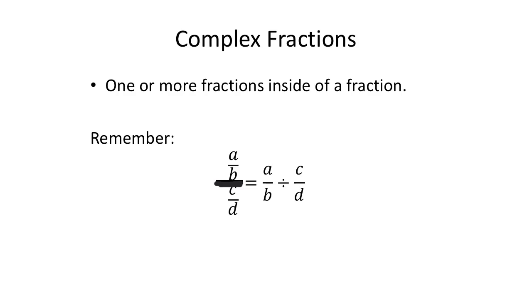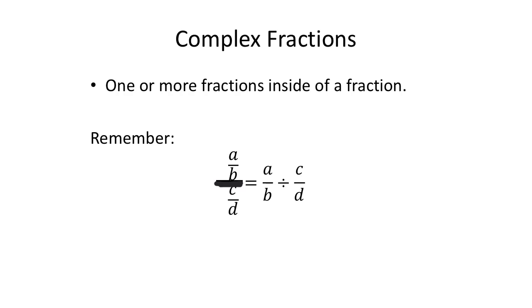Okay, so like you can see here, it was a over b over c over d, which really translates into a over b divided by c over d. Now, if we remember division of fractions, we don't actually divide fractions. We end up multiplying the fractions. Okay.